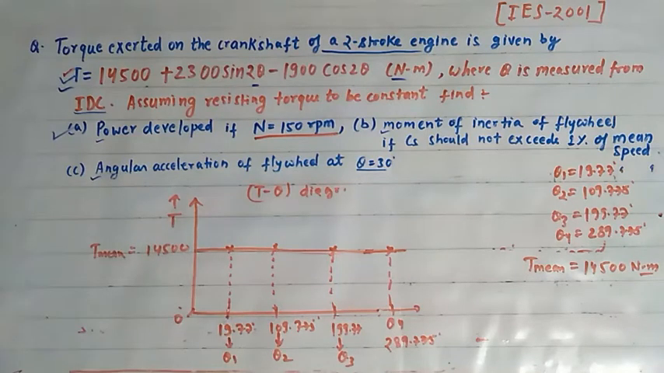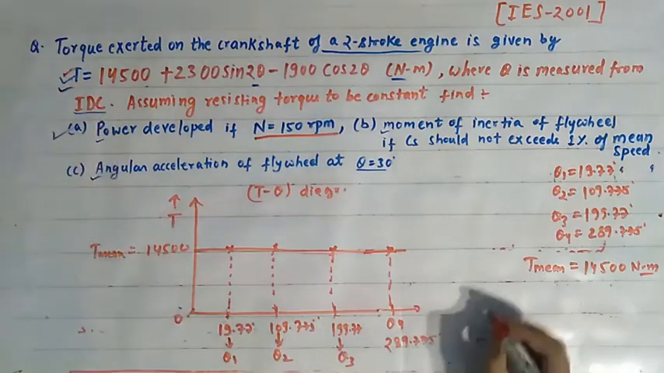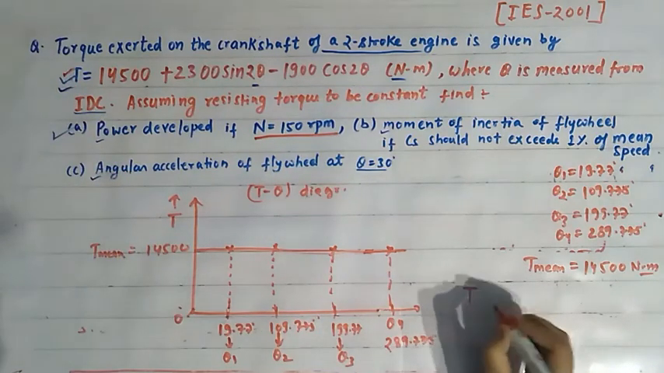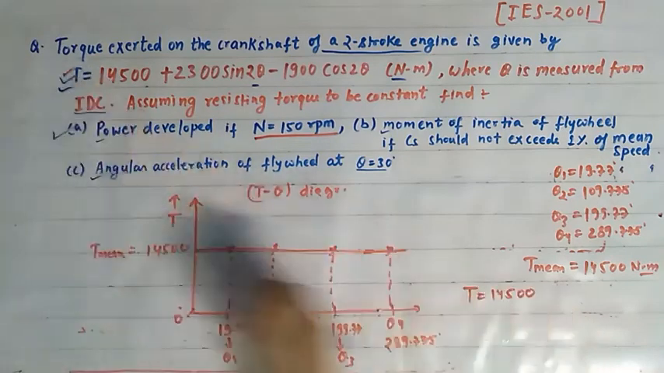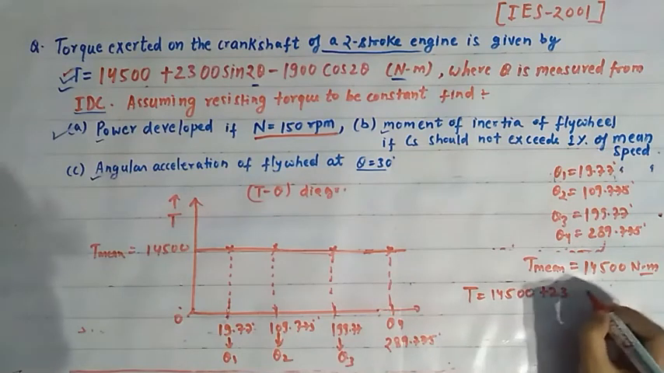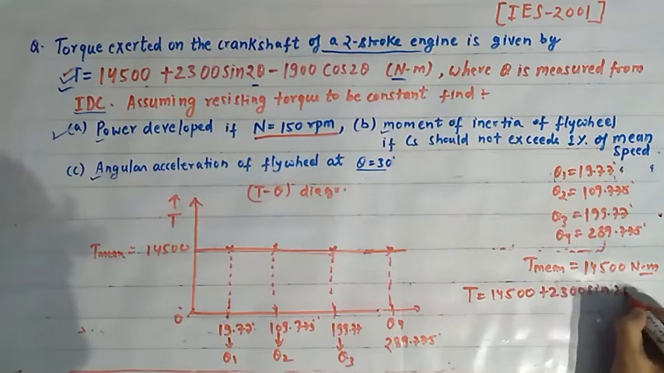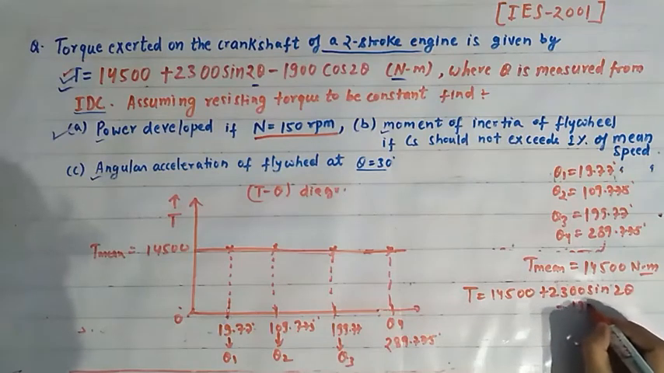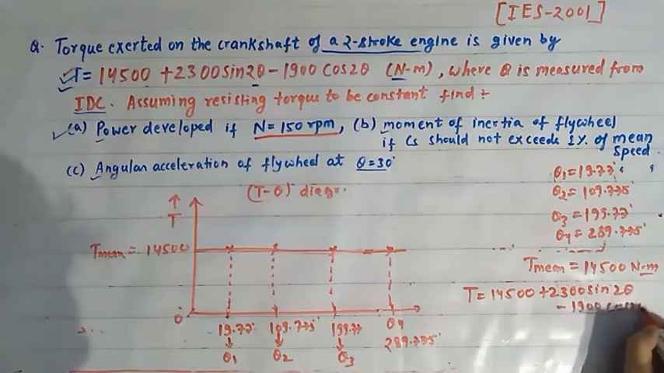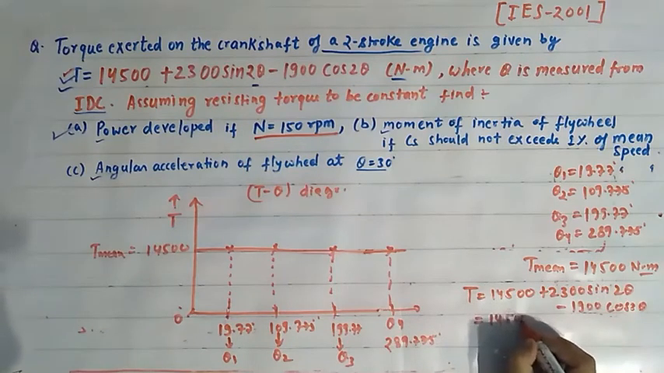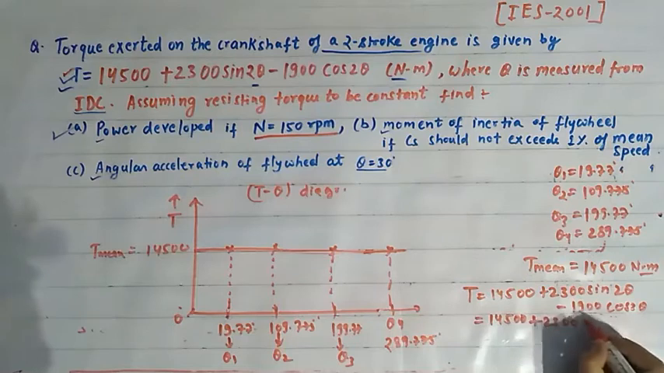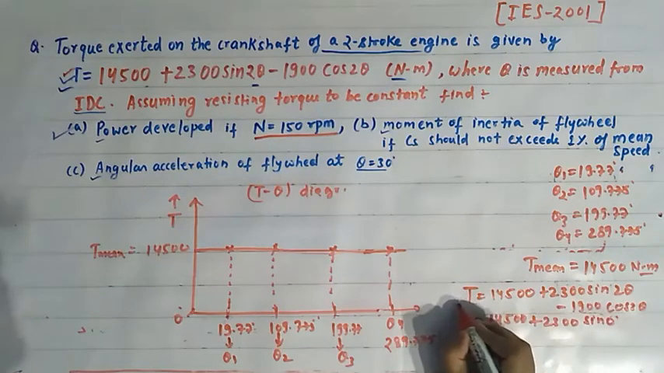Now friends, at theta is equal to 0, the value of the torque T we have to calculate. At theta is equal to 0, the value of this torque T is taken from this expression: 14500 plus 2300 sine 2 theta minus 1900 cos 2 theta. When I put theta is equal to 0 in this expression, I will get torque at theta is equal to 0 degree.